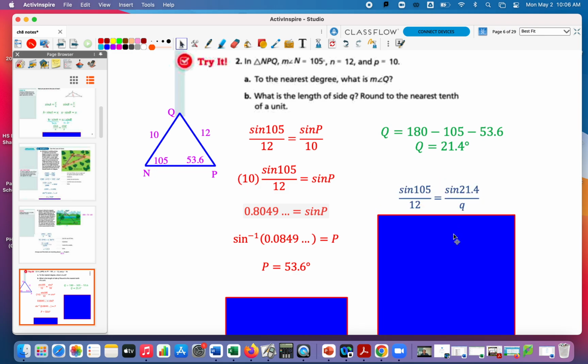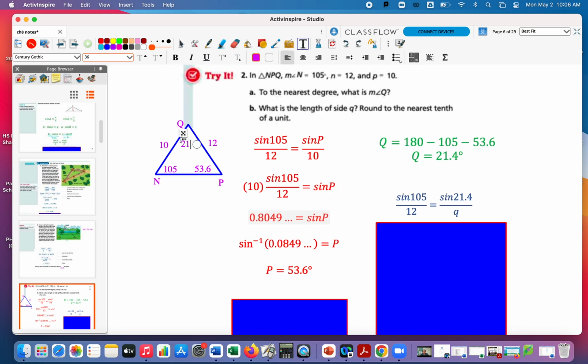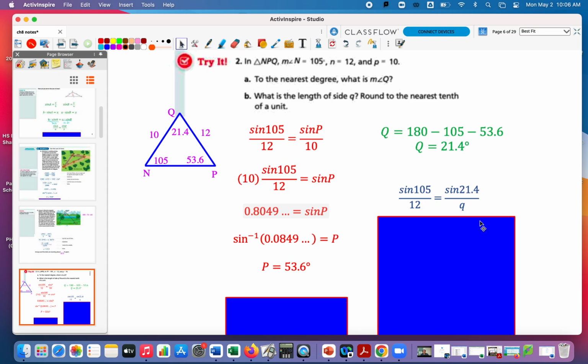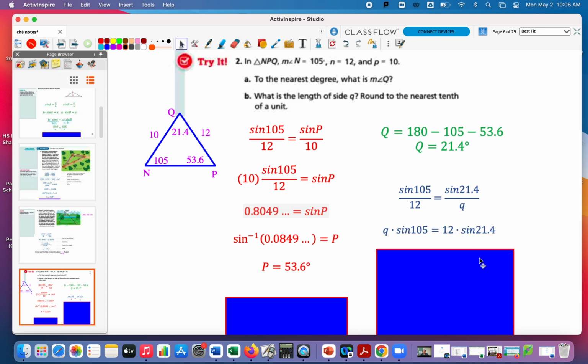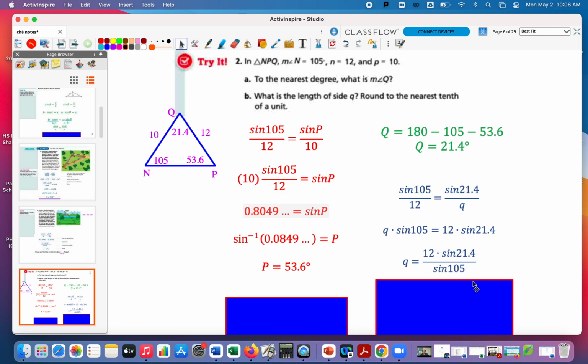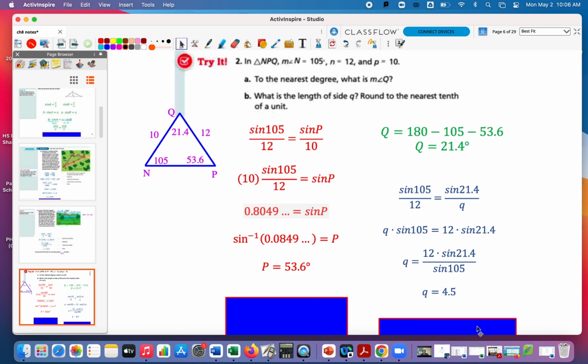Now I can finally set up something else to find our side Q, because what is the length of side Q in this situation? I'm still going to go back and use this ratio, sine of 105 over 12, because that was nice numbers and they were known numbers. I'd rather not use that 53.6 since it's a rounded answer. Now the 21.4 I have to use because I'm looking for side Q and there's no other way to find it. So since there's no other way to find it, I'm going to have to use this rounded answer, but I'll just go with it from there. Again, I'm just cross multiplying here in this situation, and eventually I need to divide by the sine of 105, and then you can type that in, and you get roughly 4.5.